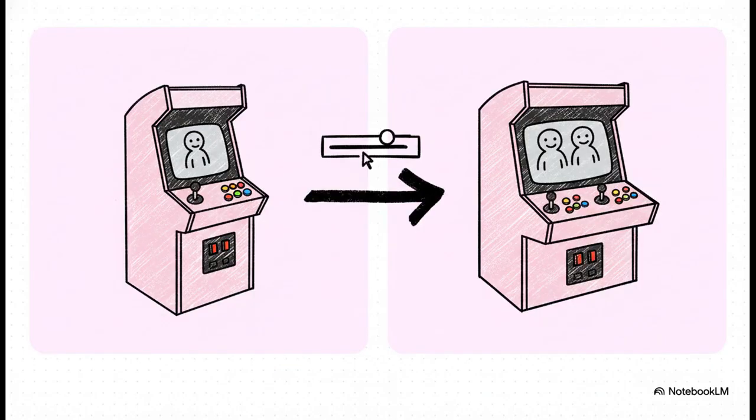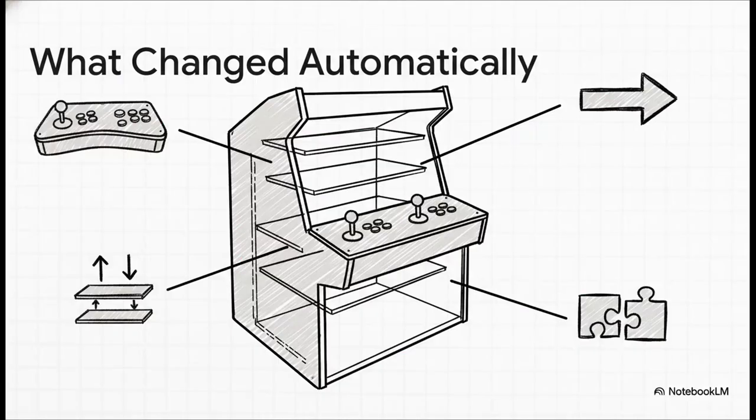And there it is. On the left, our original 19-inch single-player cabinet. And on the right, the exact same model, but now it's a 24-inch two-player machine. We didn't redraw a thing. We just went into our parameters, changed the width value from 19 to 24, and the entire model just rebuilt itself. It's incredible. So what's really going on behind the scenes here?